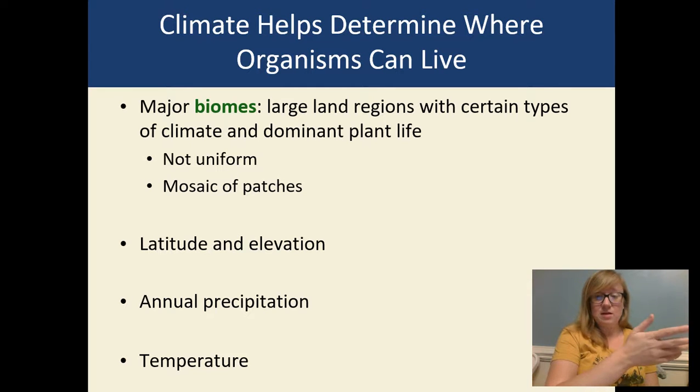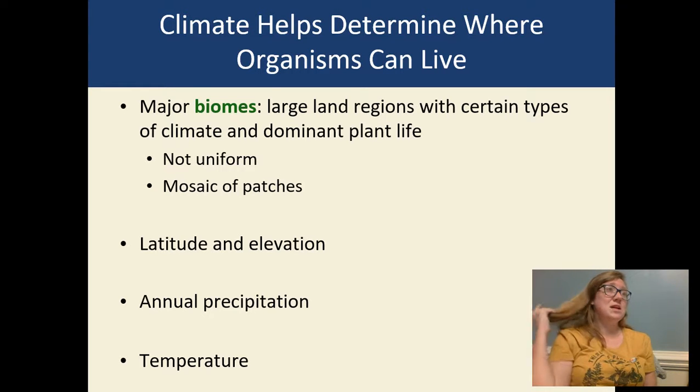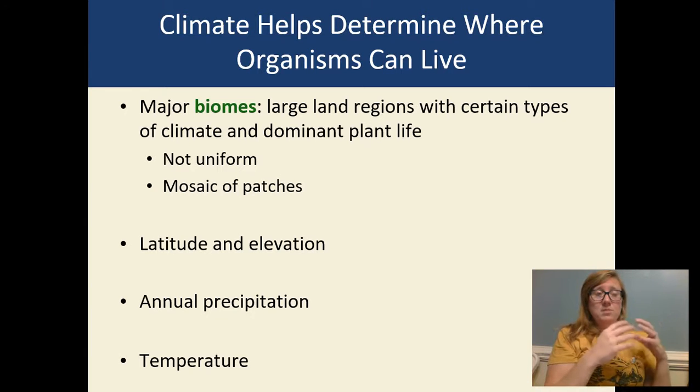It's not uniform. You can have different patches of things depending on where you're going. Biologists love to use the word mosaic because, yes, we think we're fancy. A mosaic is a painting or a picture. You can think of it like a stained glass window, maybe something you're more familiar with, that's got a bunch of little pieces that come together to make a big picture.